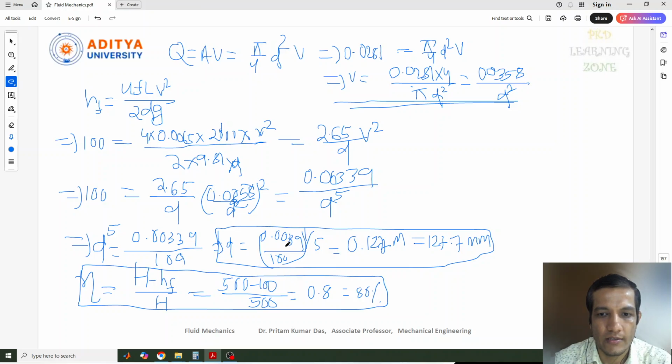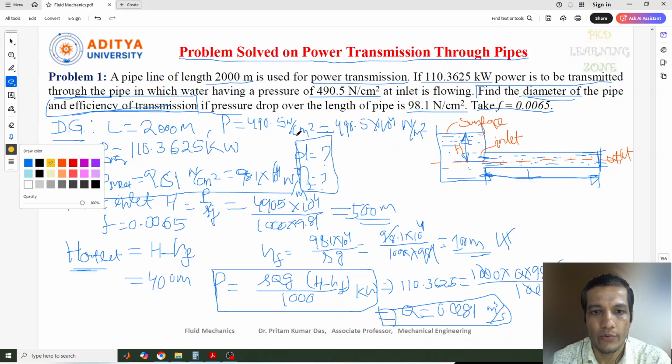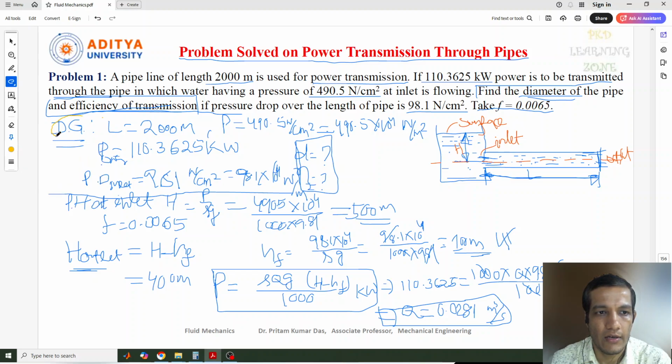So I hope you understand this problem, how to solve it. Mostly these are the data that should be given, and we need to find out as per the questions asked, diameter of the pipe and efficiency of the transmission. Two things need to be calculated here. So for calculating these things, as I told you, first we write down the data given here. What are the data given in this question? So this is the data given part, and in this I have also mentioned what I need to calculate here, diameter and efficiency. For that you go for formulas one by one.